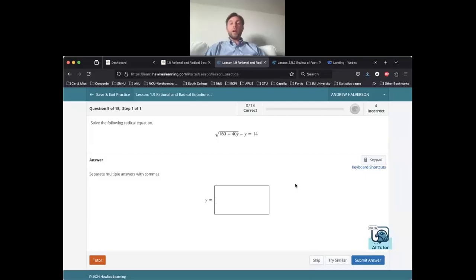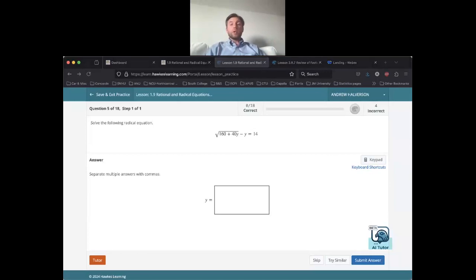What's the opposite of square root? Square it. Do the opposite. With rational expressions, when we had fractions, do the opposite, multiplied by the fraction. When you have a square root, do the opposite, which means square.